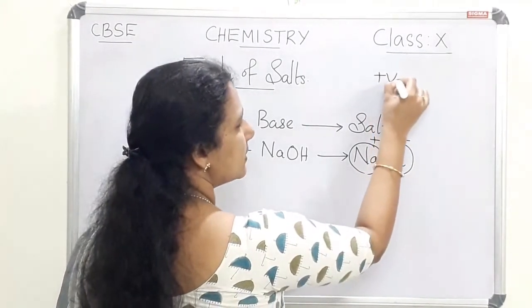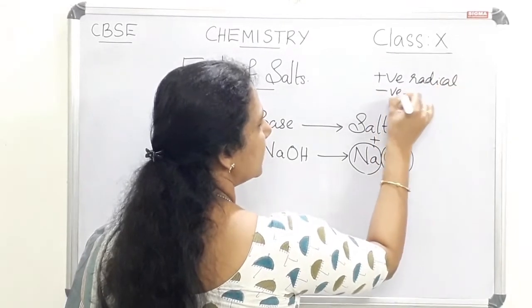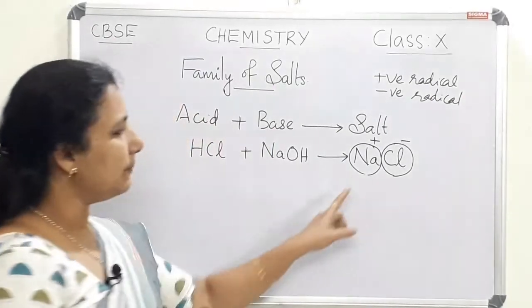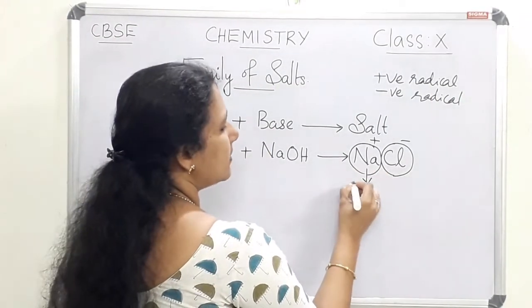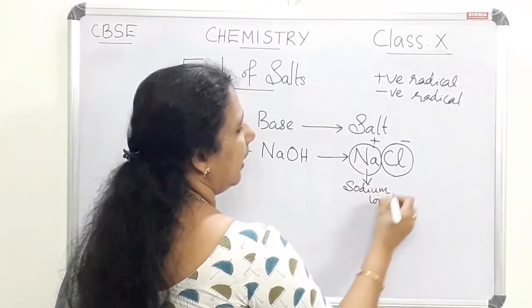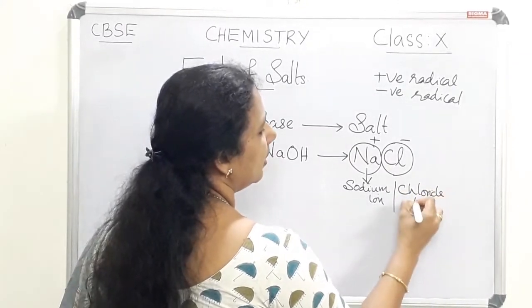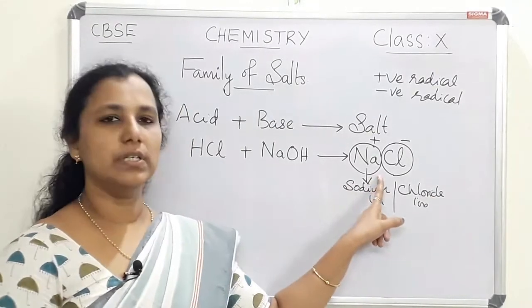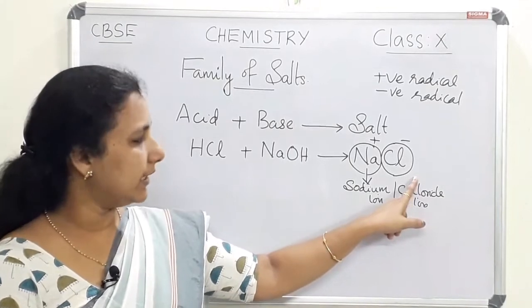So there is a positive radical and a negative radical present in the salt. In this case, the positive radical is called the sodium ion, and the negative radical is known as the chloride ion. So a salt contains two parts: one is the positive radical part, and the other is the negative radical part.